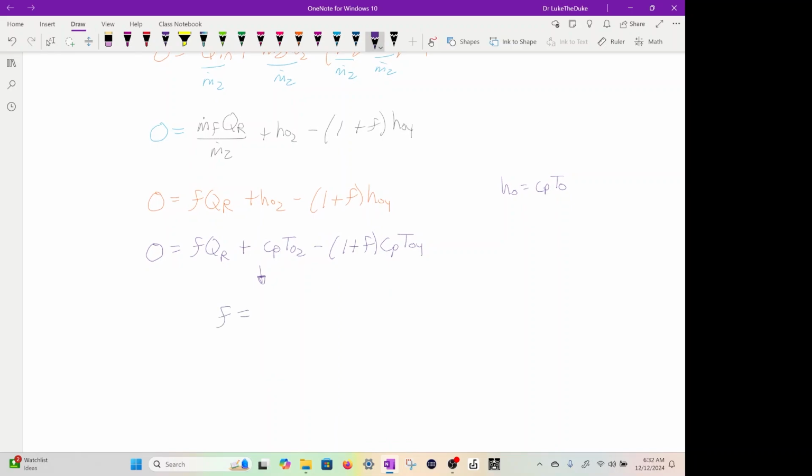When you solve for f, this is the equation you get: f equals T naught 4 over T naught 2 minus 1, divided by QR over Cp T naught 2 minus T naught 4 over T naught 2. So that is your fundamental f equation that you need to use, which is used to find the performance of these types of air-breathing engines.